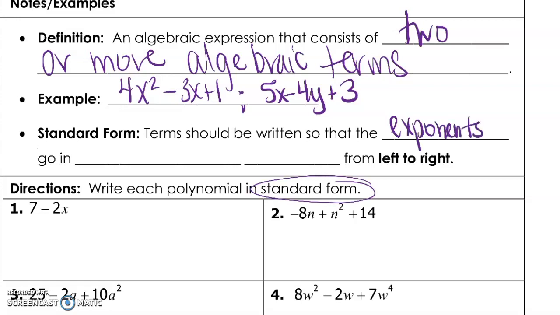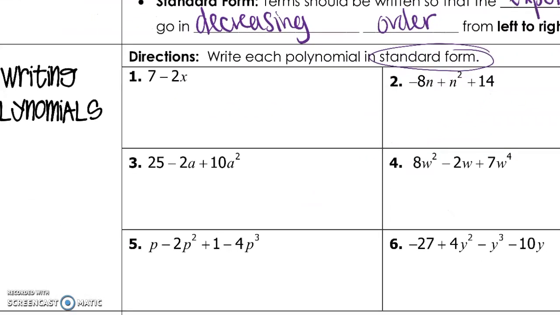Standard form means that the exponents are going in decreasing order. So you're going to start with your biggest one, and work your way down. That's what it means to be written in standard form: you start with your highest exponent, work your way down until you don't have an exponent. We're going to go ahead and do all the odd problems in this video.